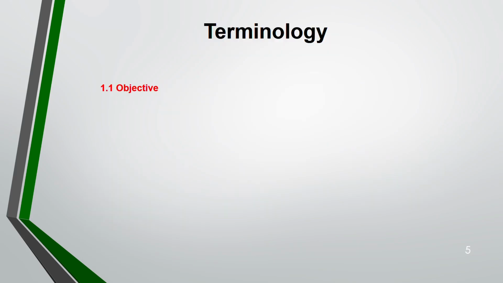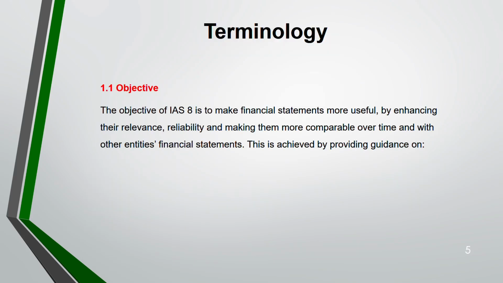Now, moving on to the objective. The objective of IAS 8 is to make financial statements more useful, more enhancing. Okay. How do they make it more enhancing? It will be more relevant, more reliable, more comparable over time, and also with other entities. Because the basis, everything is in your basis of preparation. If your preparation is uniform, you can compare among the entities and also between different time periods for the same entity. That is the main objective of IAS 8.